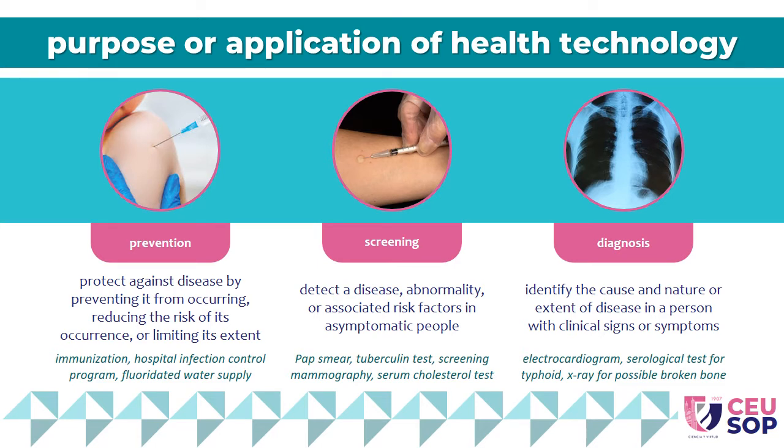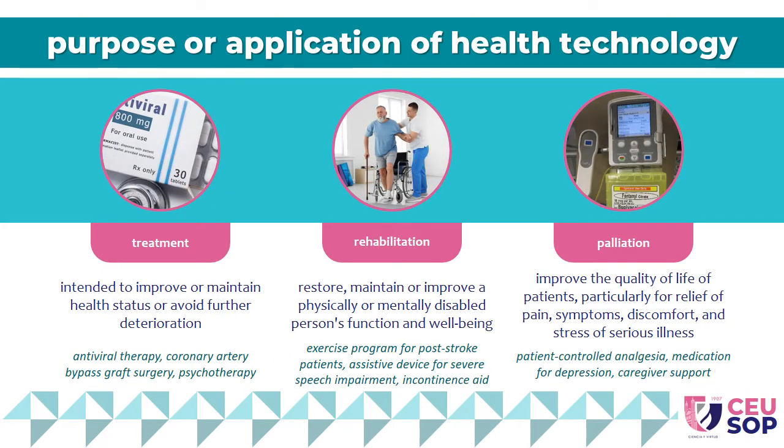Diagnosis. Identify the cause and nature or extent of disease in a person with clinical signs or symptoms. Examples are electrocardiogram, serological test for typhoid, X-ray for possible broken bone. Treatment. Intended to improve or maintain health status or avoid further deterioration. Examples are antiviral therapy, coronary artery bypass graft surgery, psychotherapy.